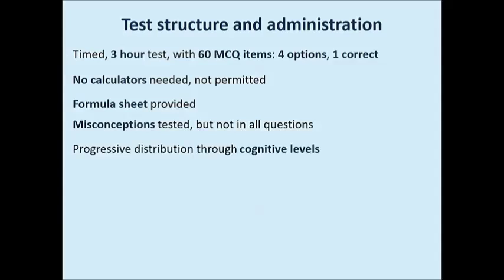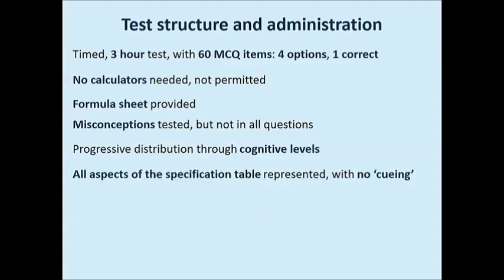There is a progressive distribution along the cognitive level, so starting off with a very basic cognitive level just to get the confidence of the writers, and then moving progressively towards higher cognitive levels. And then all aspects of a specification table are represented. So the test is set up with a specification table in mind, and I'm not sure whether your handout will have some of the concepts that are tested in that specification table. And we do not have any cueing.